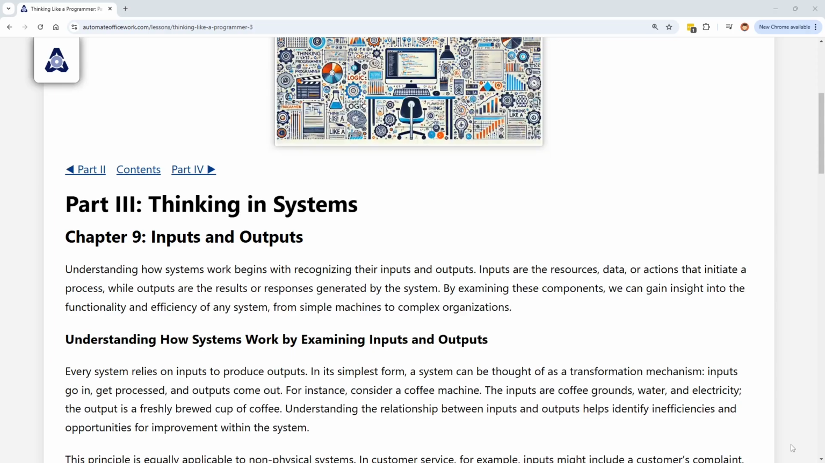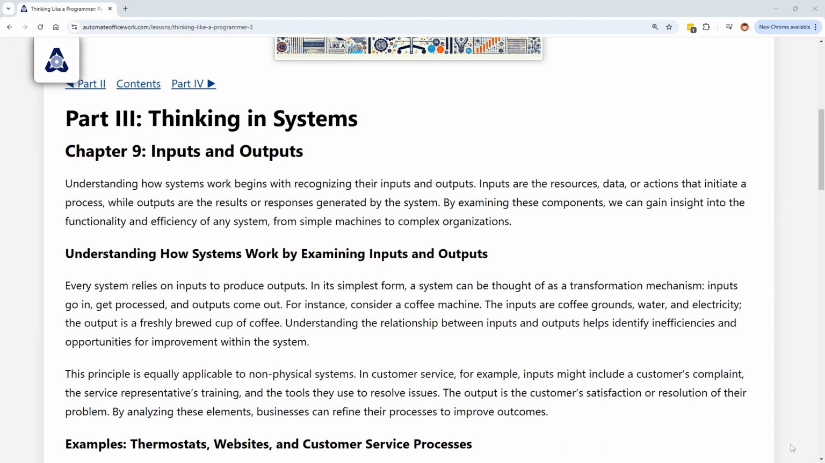Inputs are the resources, data, or actions that initiate a process, while outputs are the results or responses generated by the system. By examining these components, we can gain insight into the functionality and efficiency of any system, from simple machines to complex organizations. Understanding how systems work by examining inputs and outputs.